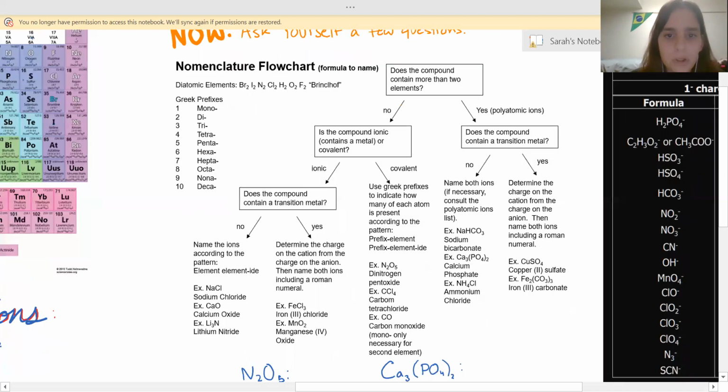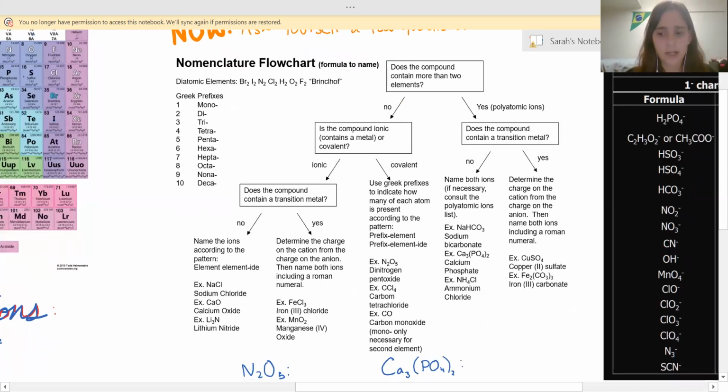All right, so this chart goes through the ionic compounds, so a cation and an anion. It'll utilize polyatomic ions, and you'll also get some covalent compounds in here. A really good way to memorize this flowchart, what's helped me, is just doing a bunch of practice problems on it. So let's go through some together.